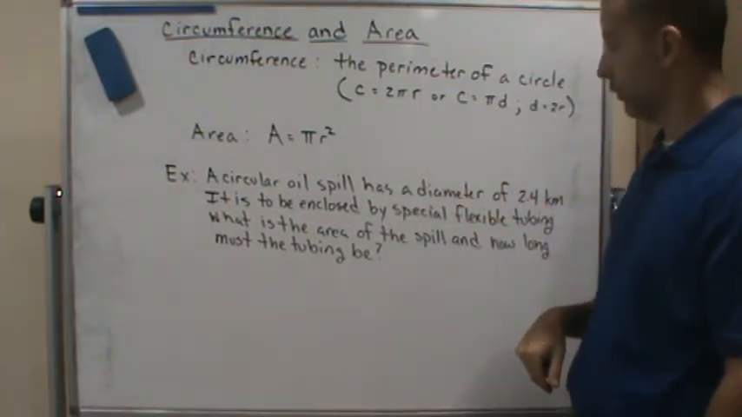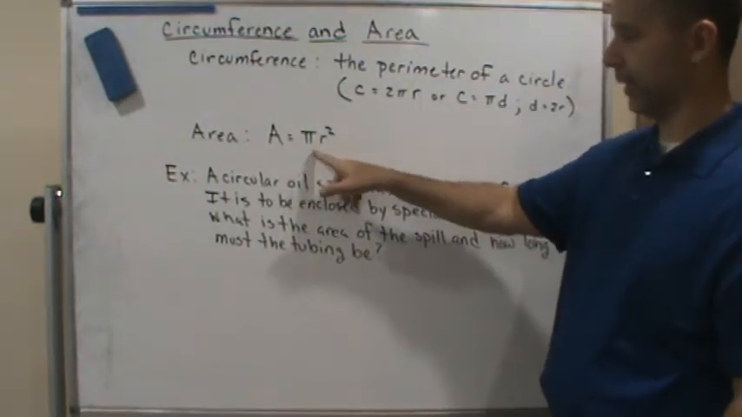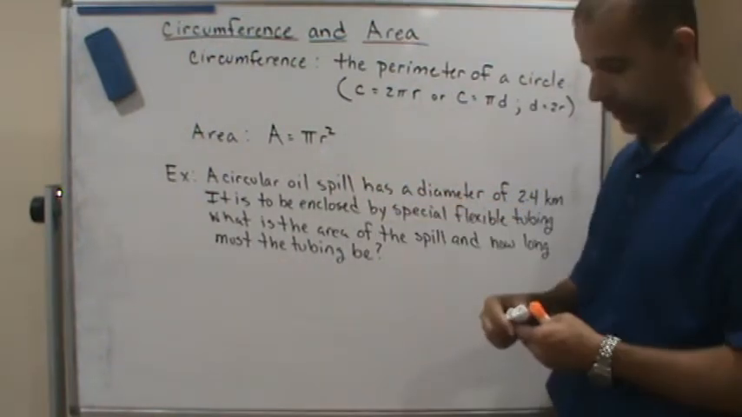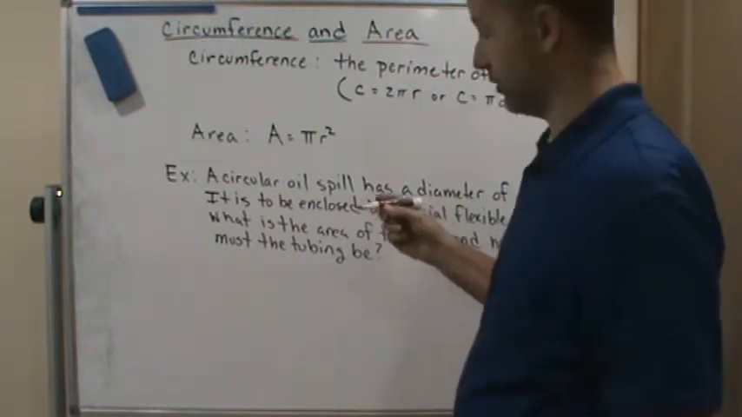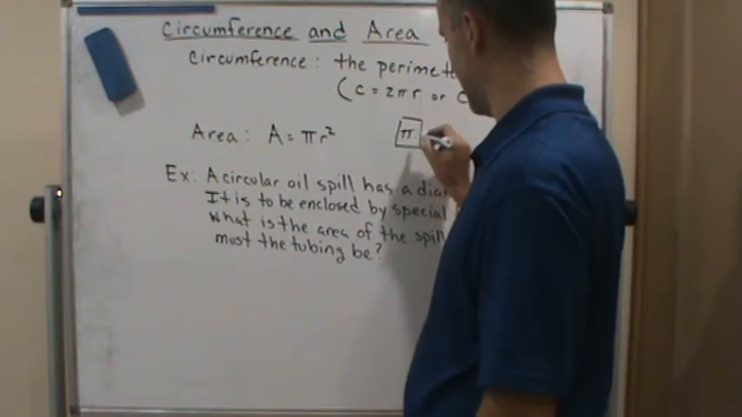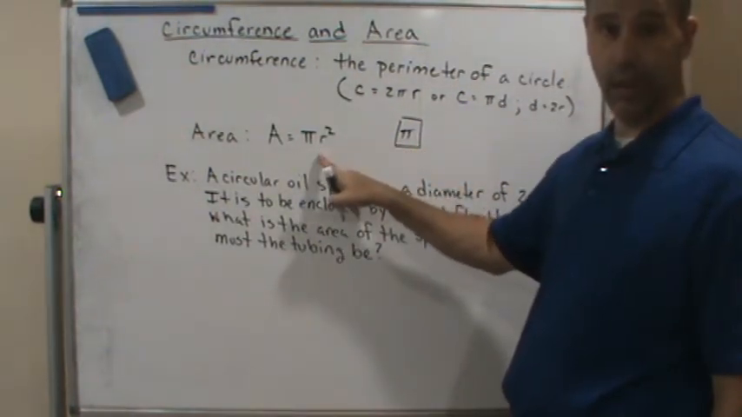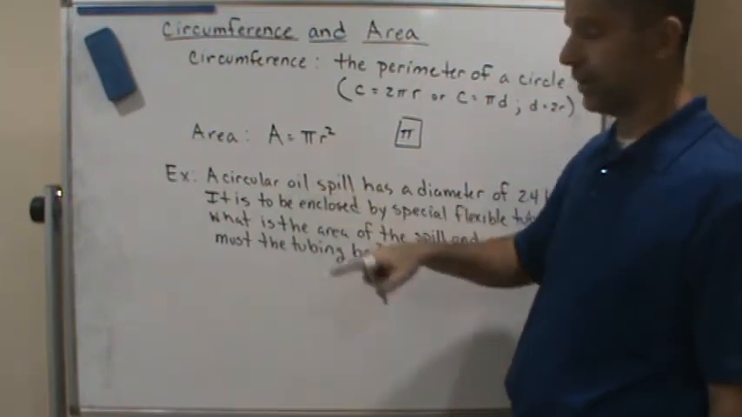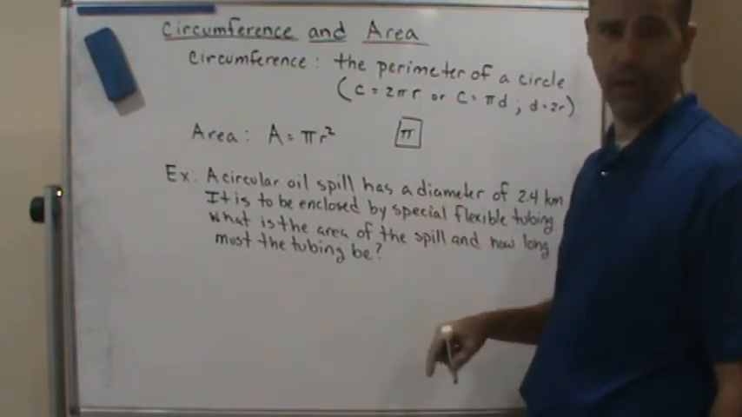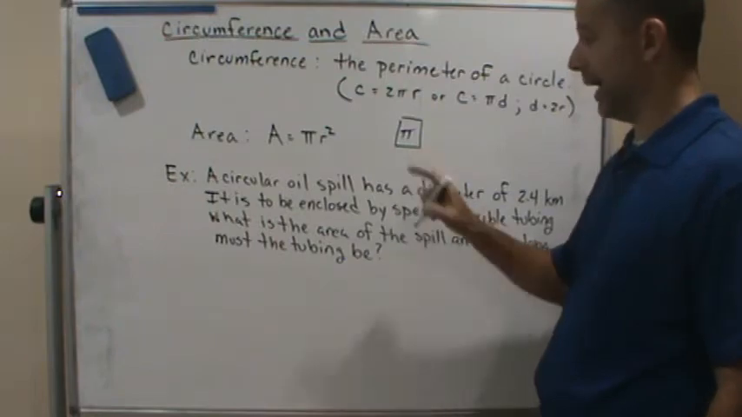Okay, so area for a circle is pi r squared. Now you can use an approximation, but I would use the pi key on your calculator. Every calculator nowadays, and yours should have one, has a pi key. So look for the symbol pi on your key, and this will be a much more accurate calculation. So don't try to use the approximation 3.14159 or 3.14 or something like that. Okay, use your pi key.